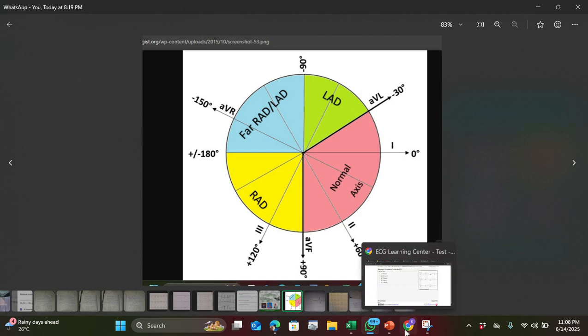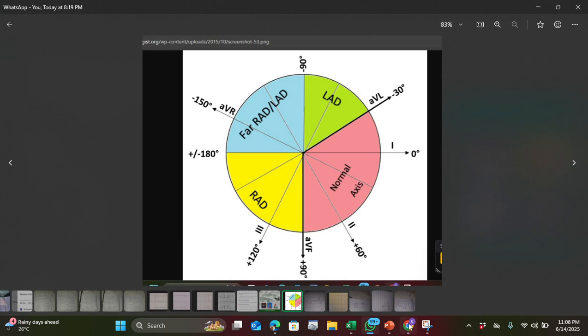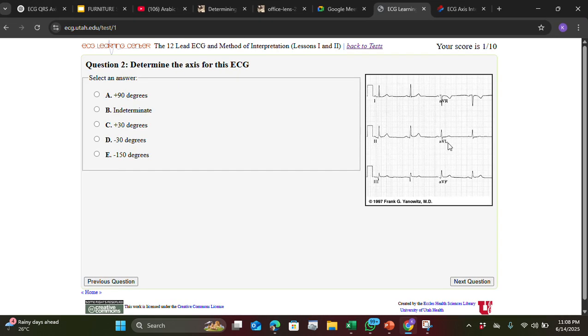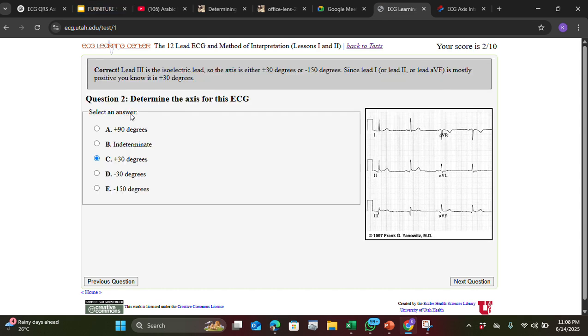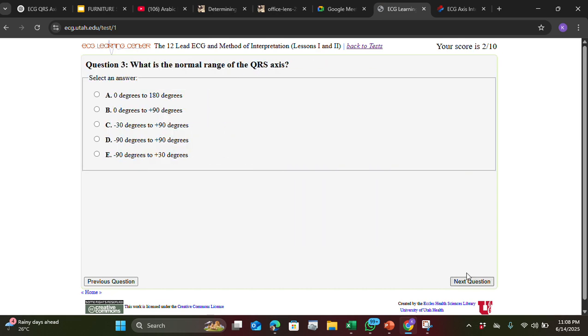So let's check our AVR. Is it positive? Our AVR is negative. So our answer is plus 30 degrees. Can you see it now?